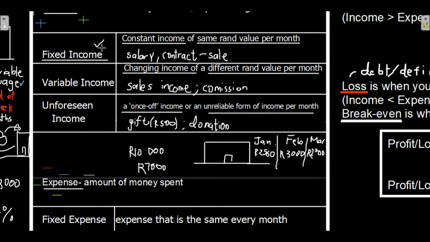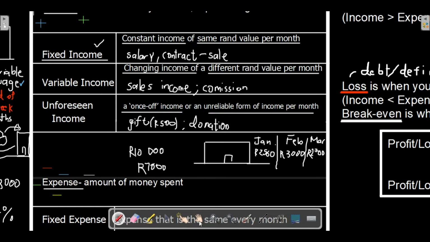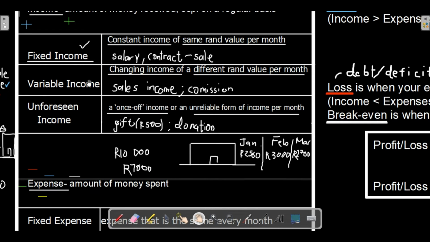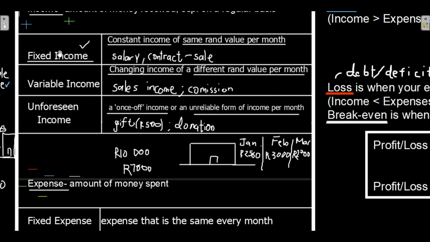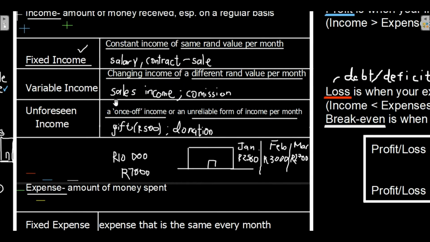So for the fixed income, you definitely do expect a constant amount of income at the end of the month. For the variable, it depends, but for the unforeseen, you do not really expect it. Okay, so let's move on. Those are the types of income, guys, and you have to be able to master them, be able to detect them, and be able to differentiate between them. And the equation part is critical. Okay, let's move on.